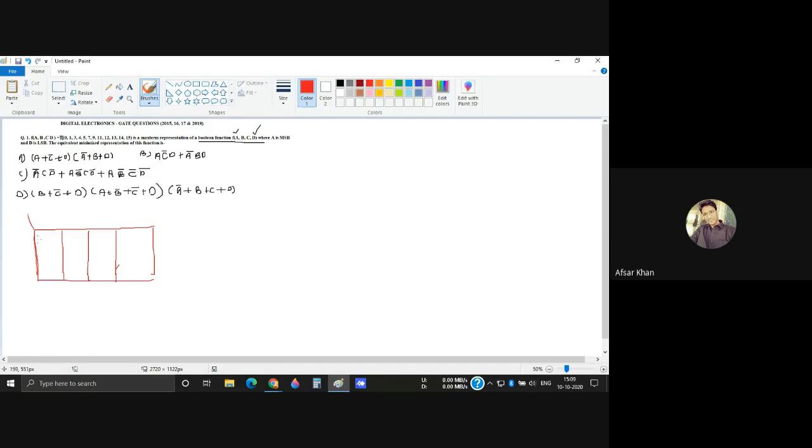So there are a total of 4 variables, so our K-map will be 4 by 4. This is A, B, here C and D. So what do we write here, students? 0, 0, then 0, 1, then 1, 1, 1, 0, right? Here 0, 0, 0, 1, 1, 1, 1, 0. So this is your 0.